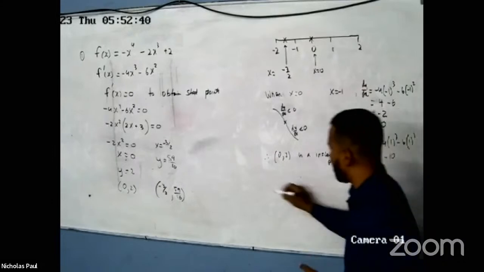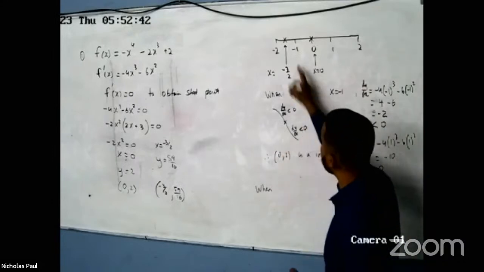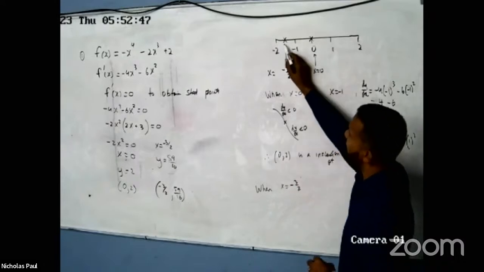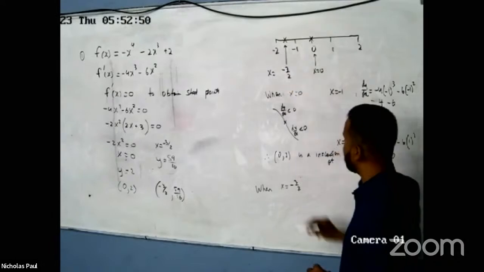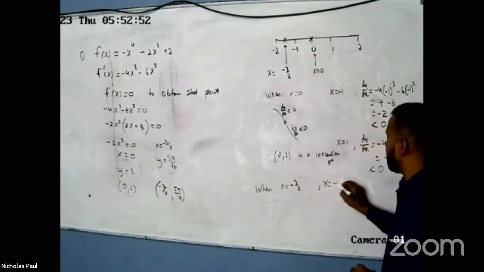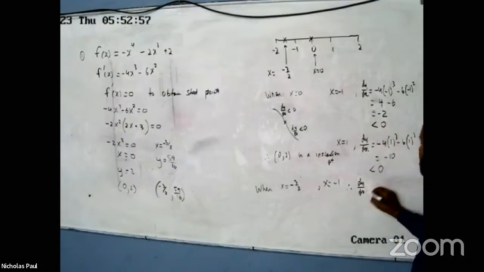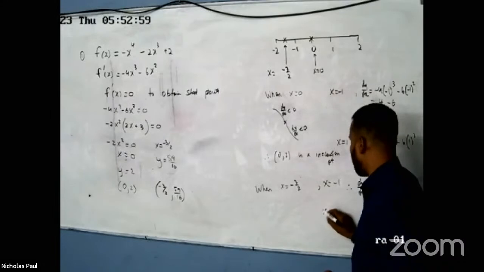I want to show you something. Let's just choose when x is -3/2. Let's choose 2 values around it. Let's choose -1. We already have that: dy/dx is less than 0. And then let's choose -2. What will that be? -2 is what? -4 times (-2) cubed, minus 6 times (-2) squared. How much is it?